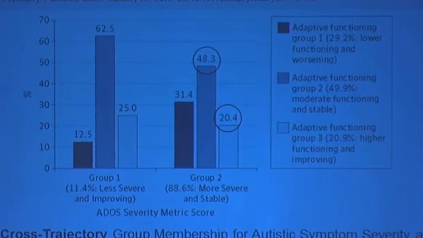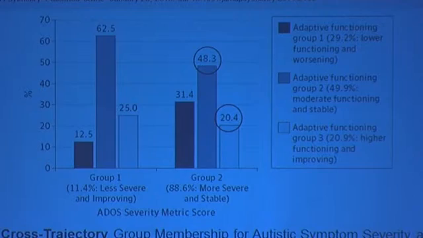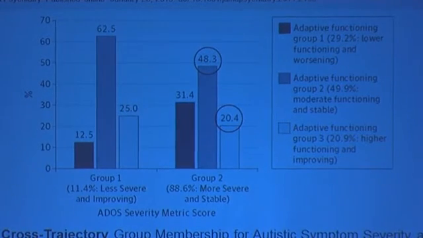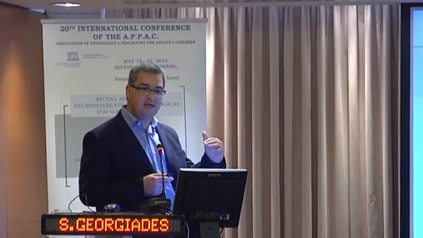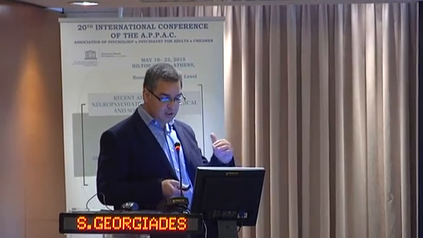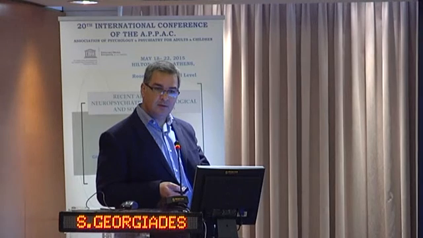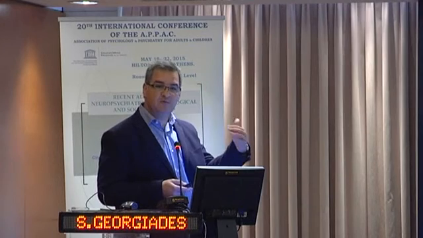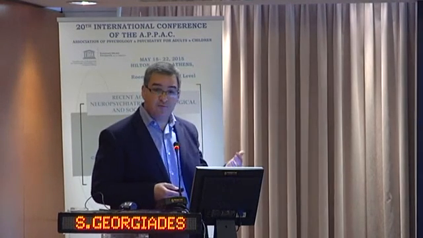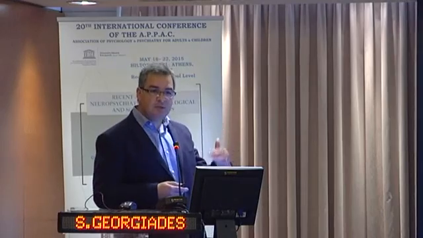So I want you to pay close attention to the 2 red circles at the far end of the graph. That's the more severe and stable group in terms of autistic symptoms. So even within the subgroup of kids who have severe autistic symptoms, 20% of them are in the higher adaptive functioning and improving trajectory. And about 48% of them are in the moderate functioning trajectory.